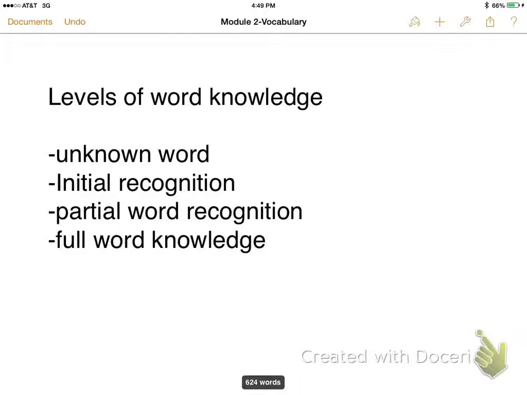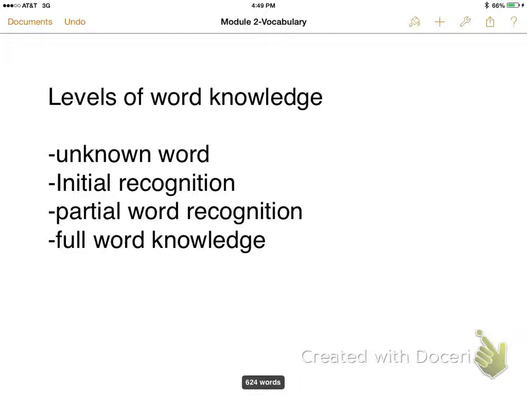This is that students know the one meaning of the word and they can use it in a sentence. That's what vestiges is to me. I know one meaning of the word vestiges. I can use it in a sentence. I could probably spell it, but I only have partial word recognition.